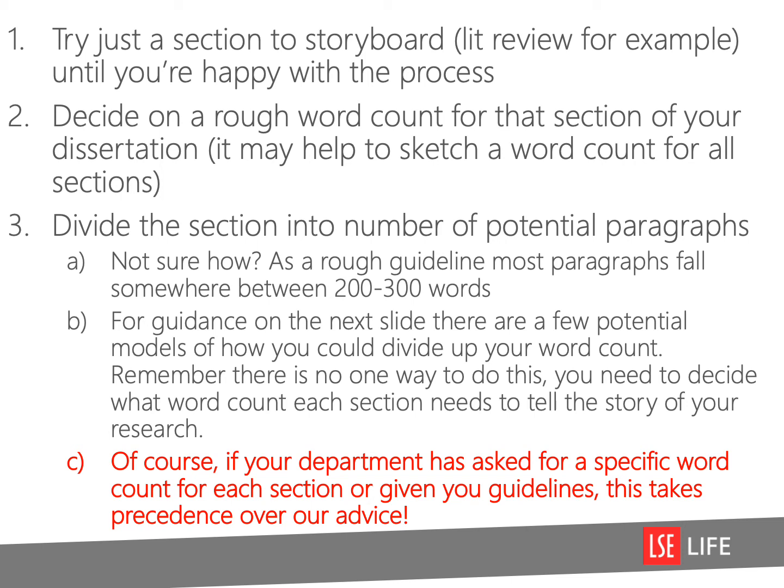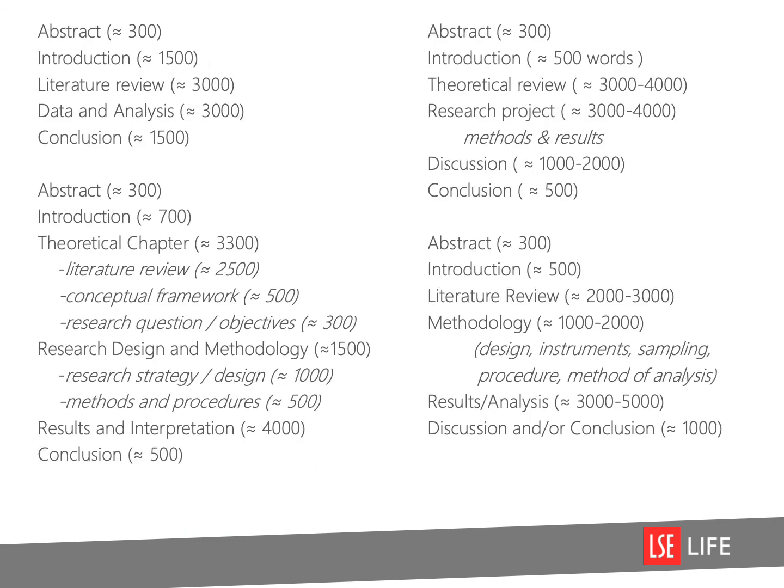If you're not sure how, a rough guideline is most paragraphs fall somewhere between the 200 to 300 word mark. For guidance, on the next slide there are a few potential models of how you could divide up your word count. Remember, there is no one way to do this. You need to decide what word count each section needs to tell the story of your research. And of course, if your department has asked for a specific word count for each section or given you guidelines, this takes precedence over our advice.